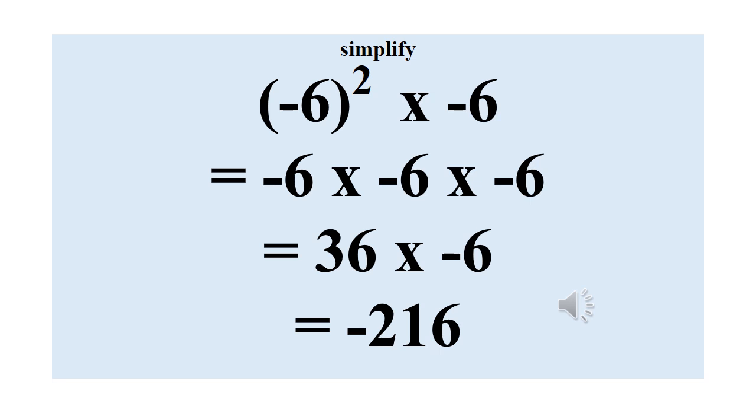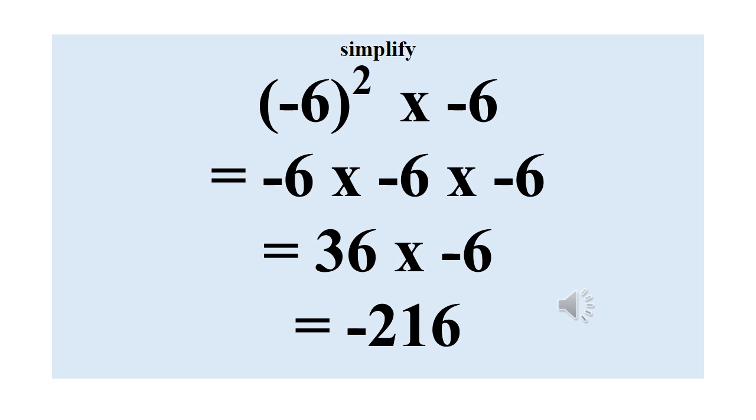Now this question is a little bit different from question number 2, because the square now, the exponent 2, the index, the power, is affecting both the minus sign and the 6. It means the minus sign will be multiplied together, that is 2 times, and the 6 will be multiplied together, that is 2 times. So we now have minus 6 times minus 6, then times the last minus 6 there.